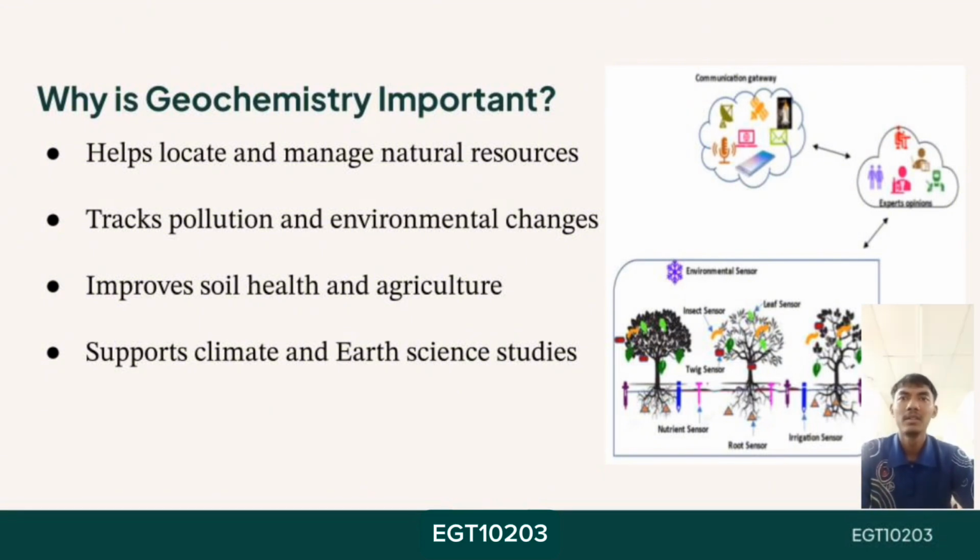In agriculture, geochemical analysis helps improve soil health and crop yields by understanding nutrient levels. And finally, it supports climate studies by tracking carbon and other elements that affect the atmosphere. So, geochemistry touches many areas that impact both people and the planet.